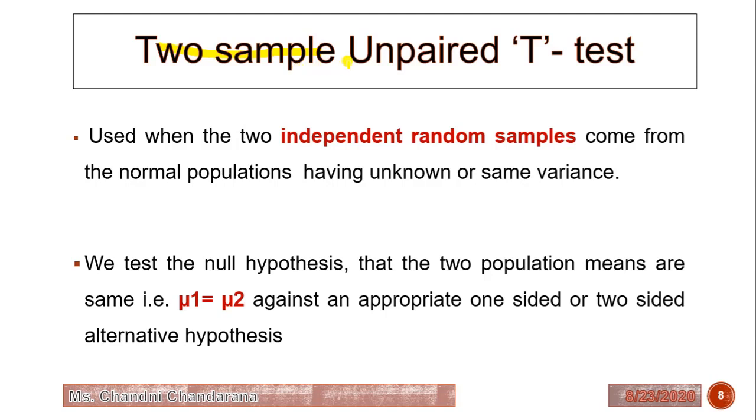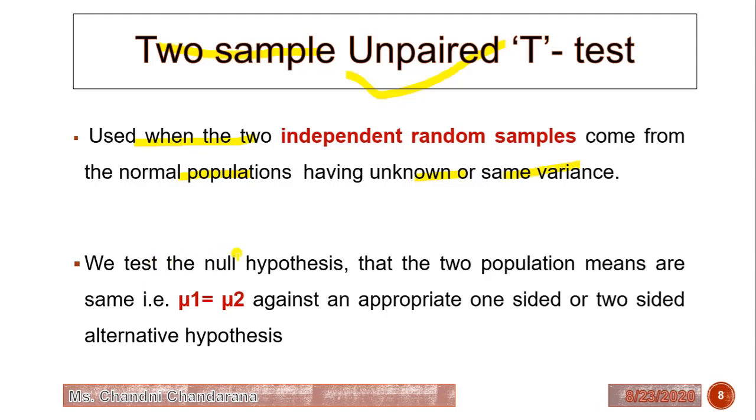Now we will see the two sample test, and this two sample test is applied for two purposes. First is the unpaired t-test and the paired t-test. So first we will see the unpaired t-test. What is the unpaired t-test, or when can we apply this kind of test? This test is used when two independent random samples come from normal populations having unknown but same variance.